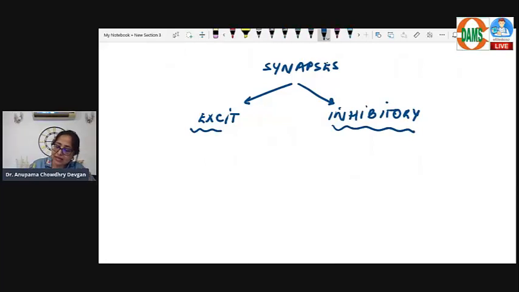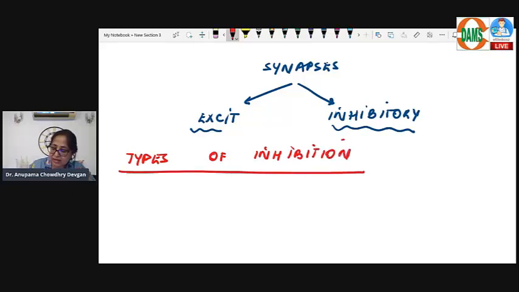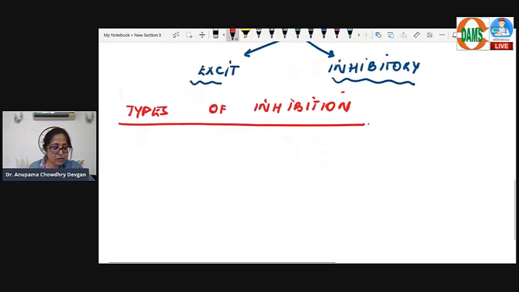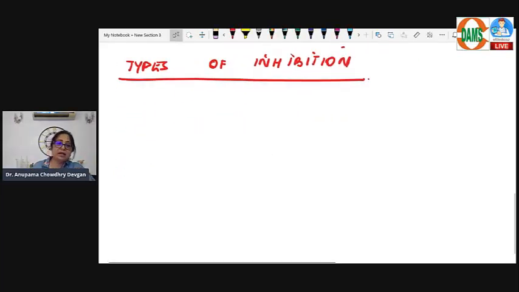Now, let's take on the next topic. The next topic is, what are the types of inhibition that you see in the central nervous system? So I'm going to discuss the types of inhibition which are seen in the central nervous system. What are the types of the inhibitory synapses? So let's see the first one.